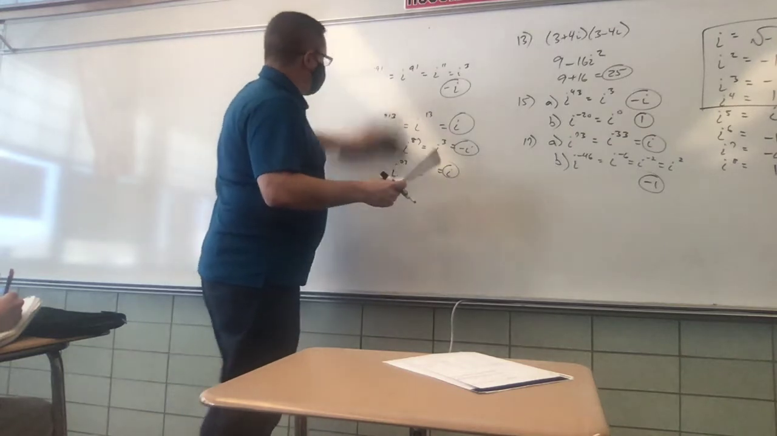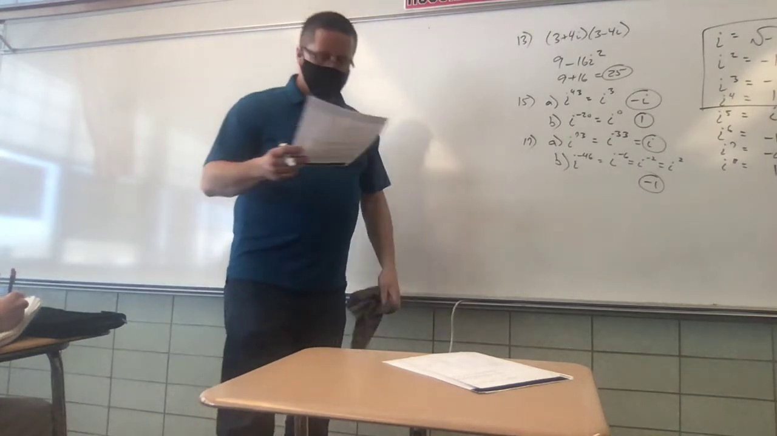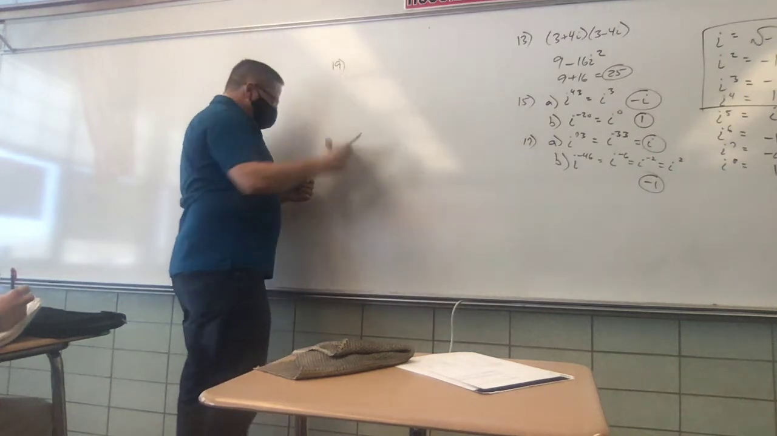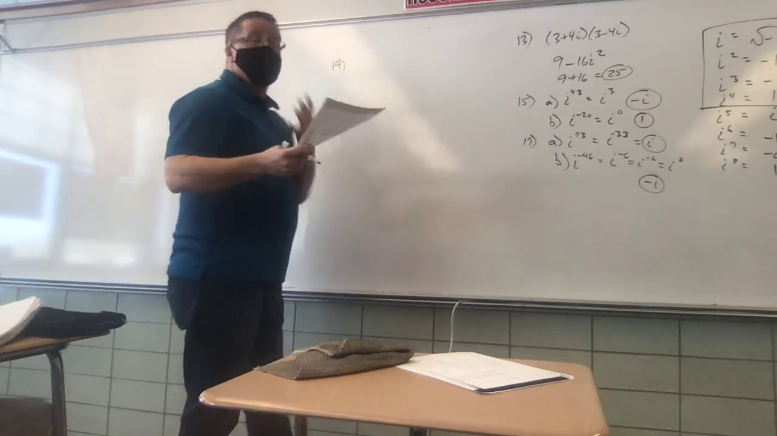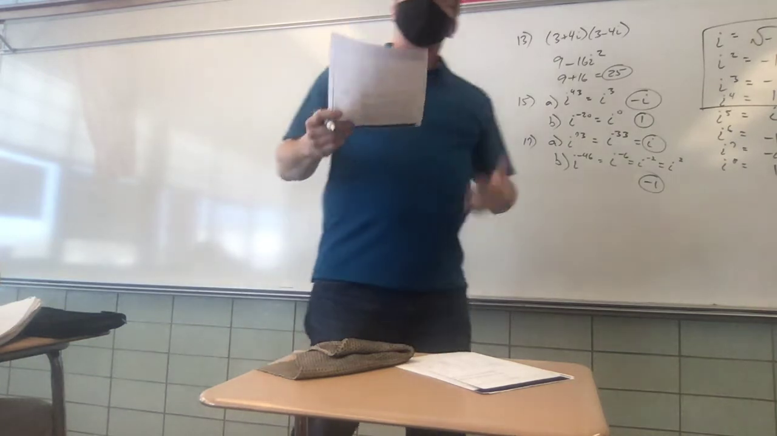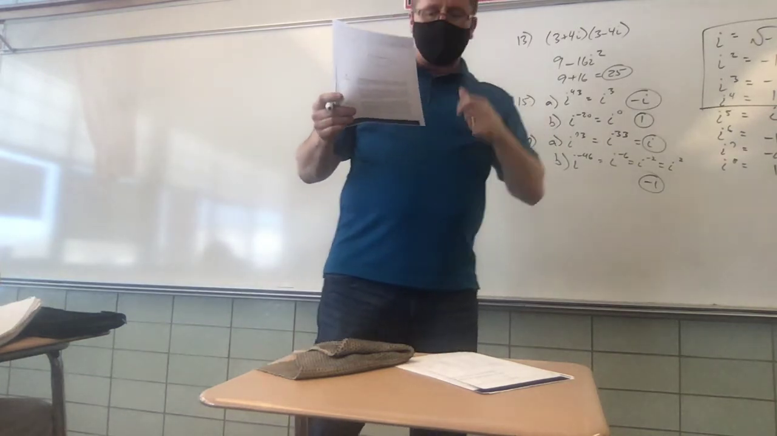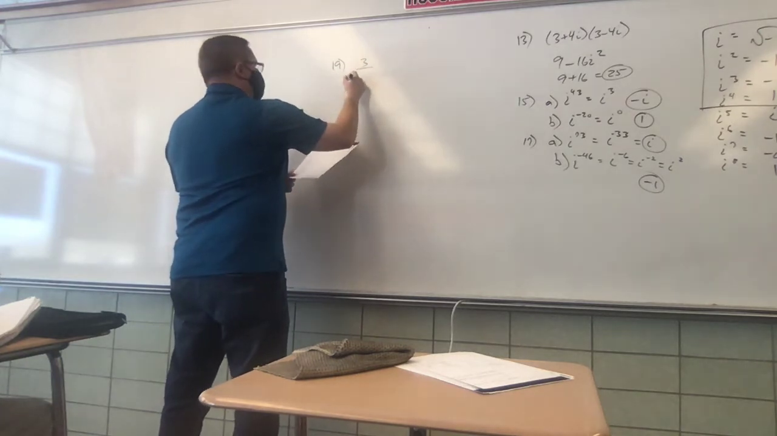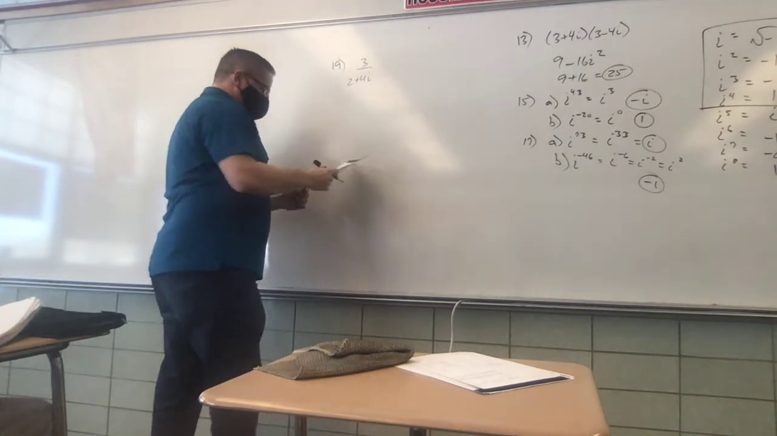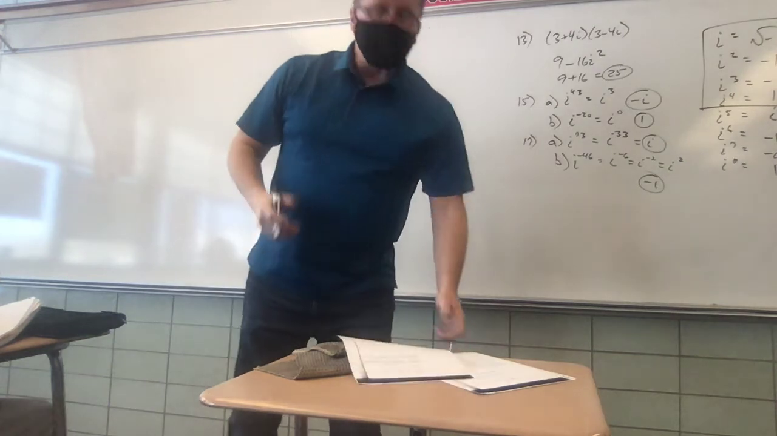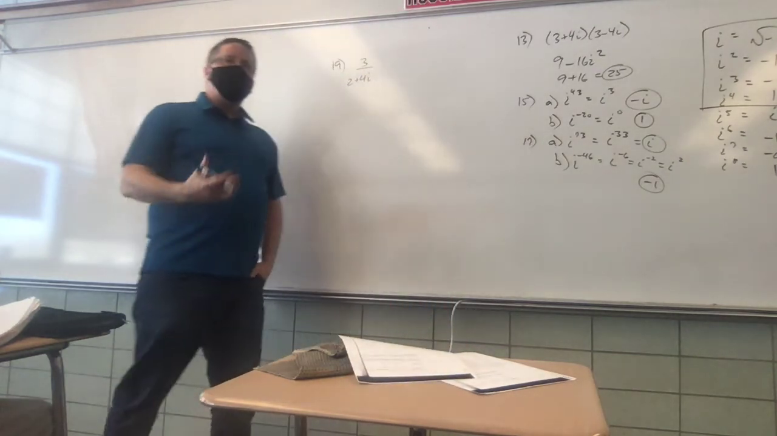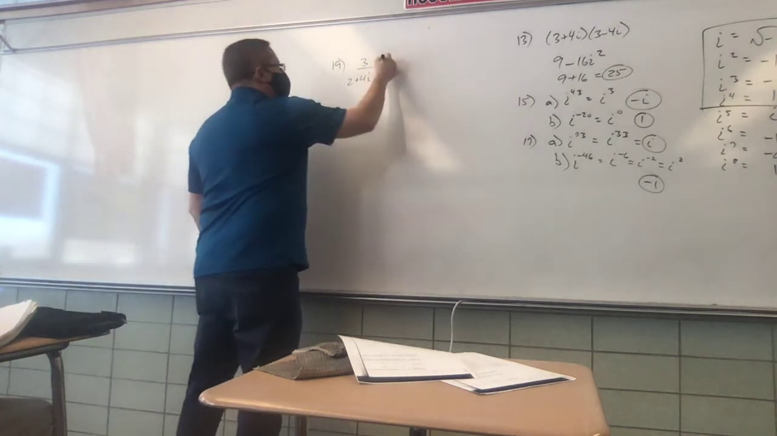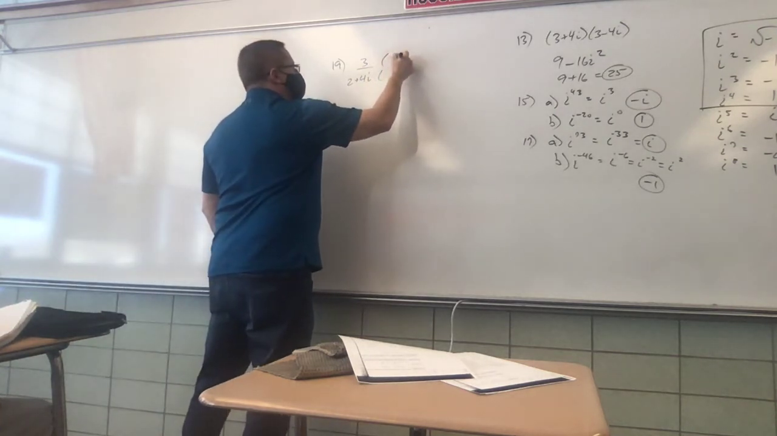Number 19. I don't know if we talked about this or not in Algebra 2. You're not allowed to have radicals on the bottom. You guys know that. You're also not allowed to have imaginary numbers on the bottom, okay? So we have 3 over 2 plus 4i. What you do is you multiply the top and the bottom by the conjugate of the bottom. So we're going to times the top and the bottom by what? 2 minus 4i.